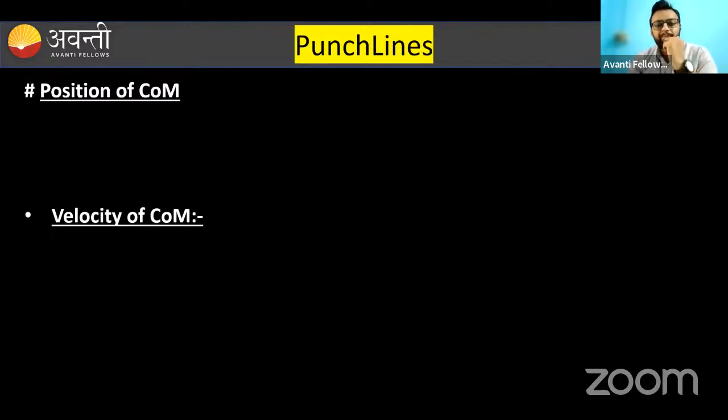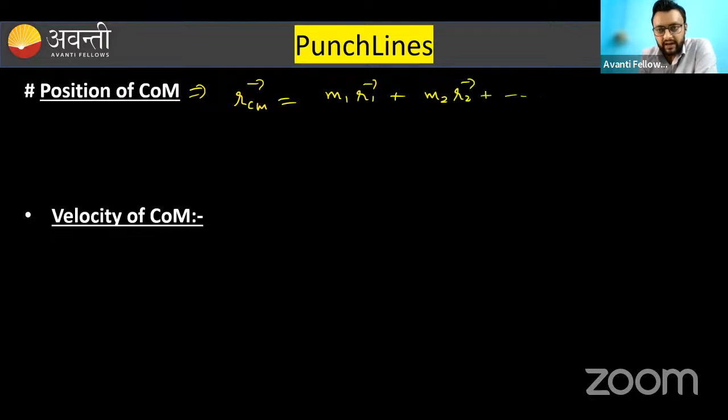Okay. Now, I am going to write two or three things here. Position of center of mass, I have told you that the position of center of mass is m1 r1 plus m2 r2, and so on, divided by m1 plus m2 plus so on. Is this thing clear to you? This was the previous relation that we have learned.